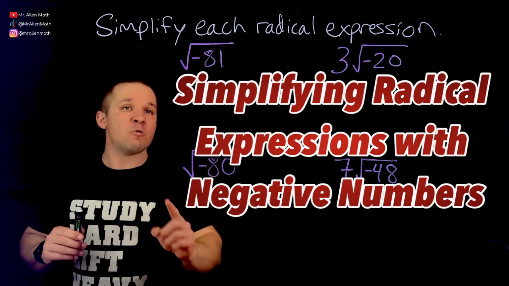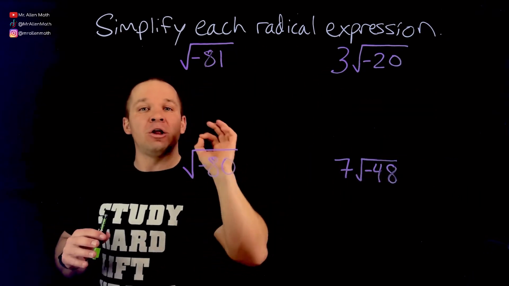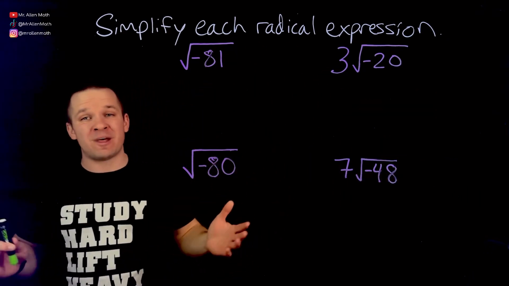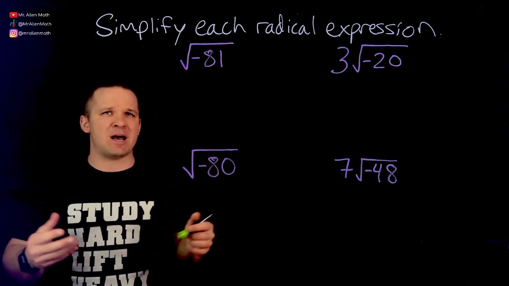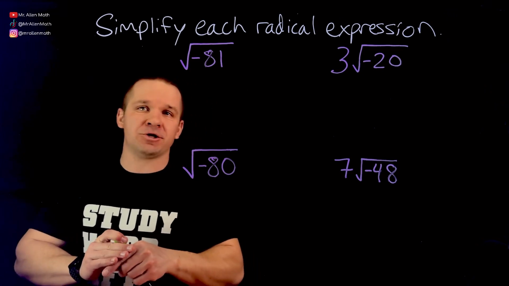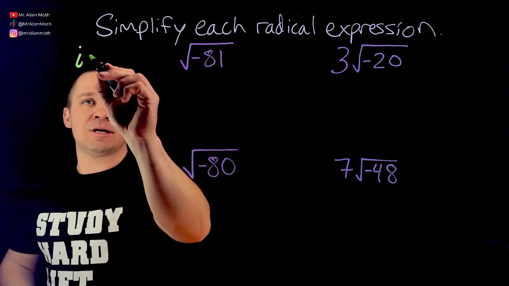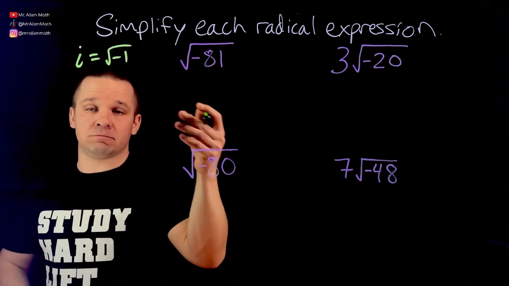But look out, man. We got ourselves negatives inside of all four of these square roots. So what in the heck are we going to do? We got to use imaginary numbers. Well, what the heck is an imaginary number? Well, our imaginary number, i, equals the square root of -1.